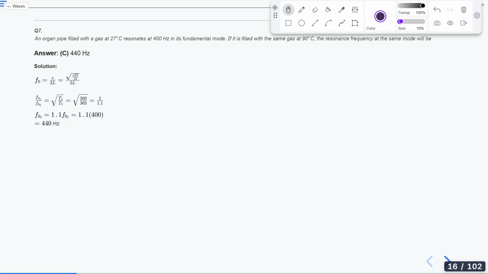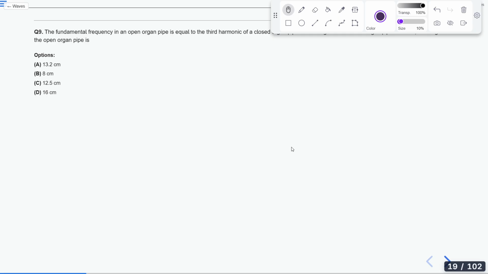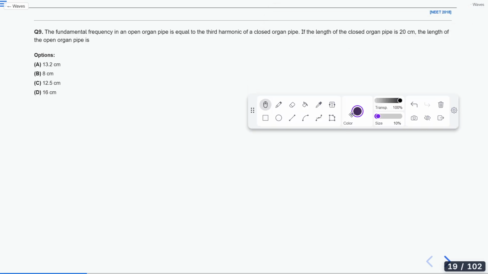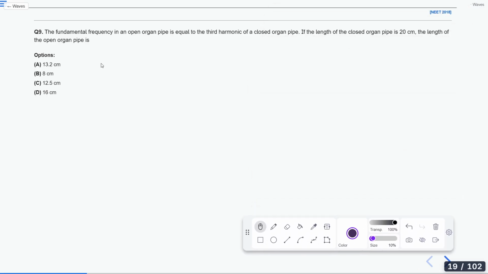Okay, so let's move to the next question. The fundamental frequency in an open organ pipe is equal to the third harmonic of the closed organ pipe. If the length of the closed organ pipe is 20 centimeter, then find the length of the open organ pipe. Now this question you can do.